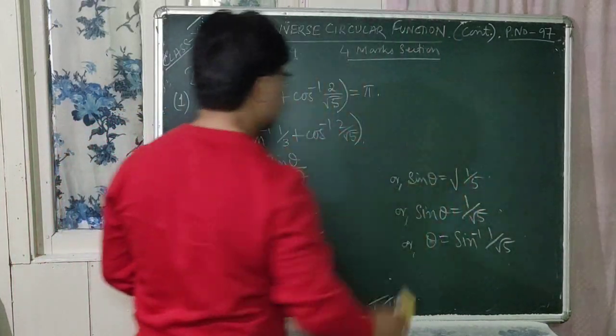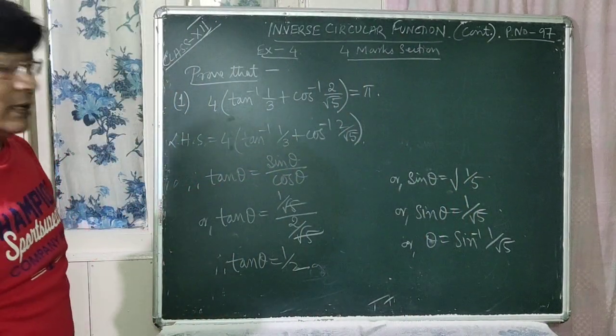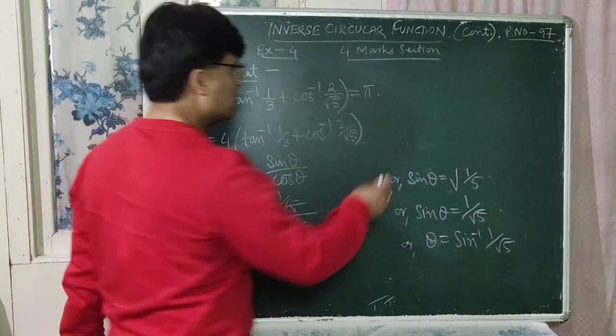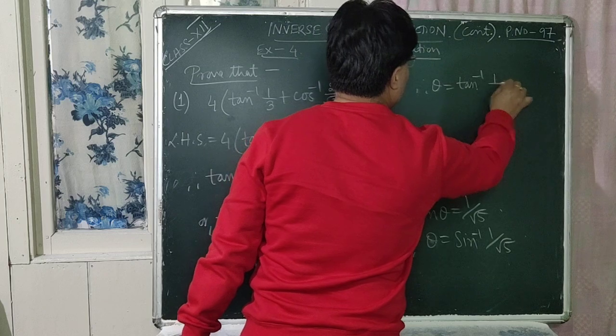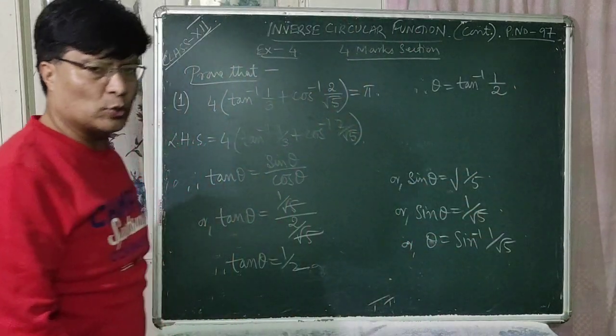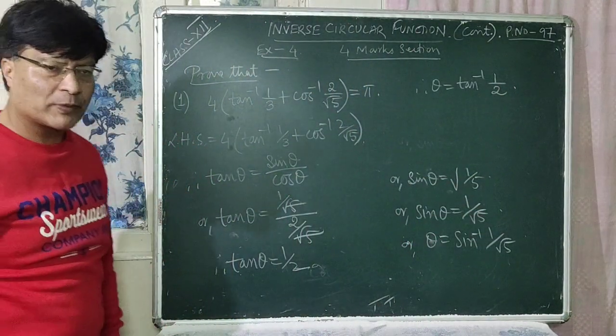What's the value for theta now? You can take that tan to the right hand side. So theta is equal to tan inverse half. Theta is equal to tan inverse 1 upon 2. Is that clear now?